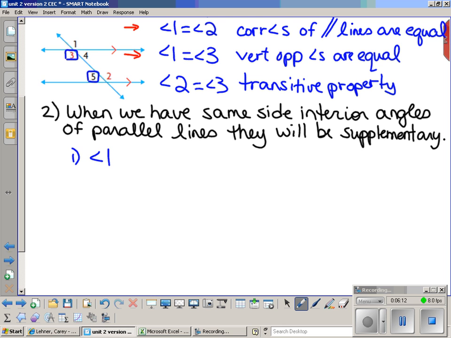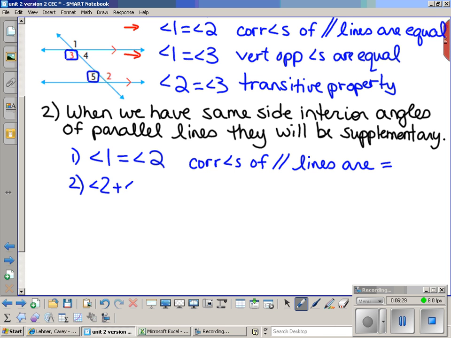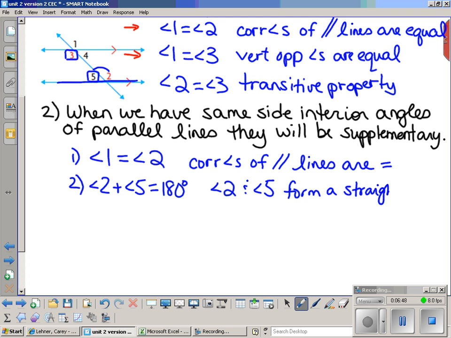We know that angle 1 equals angle 2 because corresponding angles of parallel lines are equal. We know that. We also know that angle 2 plus angle 5 will equal 180 degrees. 2 and 5 form a straight line right here. Angle 2 and angle 5 form a straight line. So we know that.